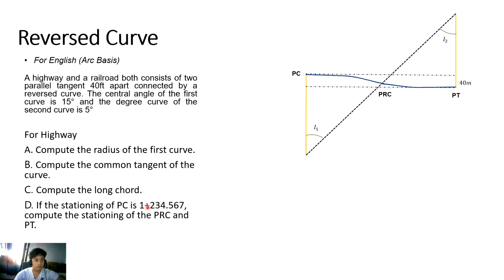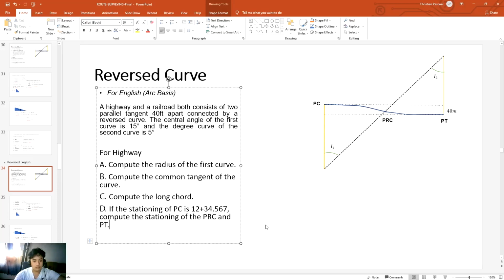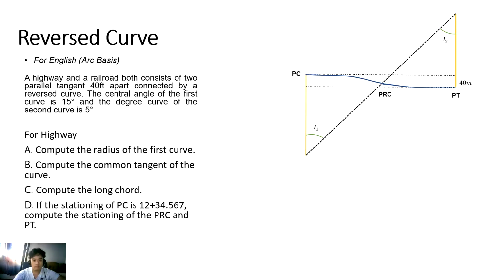it should be 12 plus 34.567. It should be like that since ito ay gumagamit ng English metric. Okay, nagkamali lang po dun sa given. So, if the stationing of PC is 12 plus 34.567, compute the stationing of the PRC and PT.